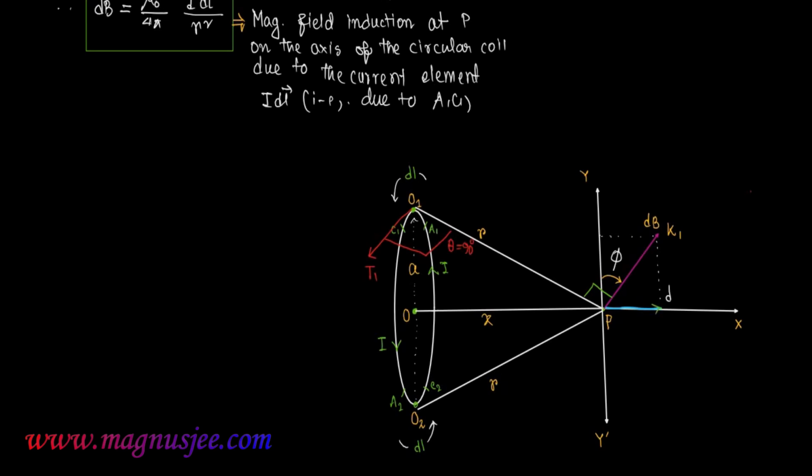Now the horizontal component of the magnetic field induction dB along x-axis is dB sinθ. The horizontal rectangular component of dB along x-axis is dB sinθ, and along the y-axis, or in vertical direction, the rectangular component of magnetic field induction dB is dB cosθ.